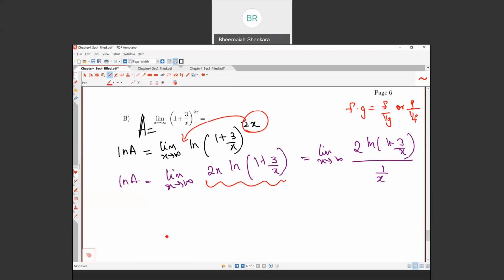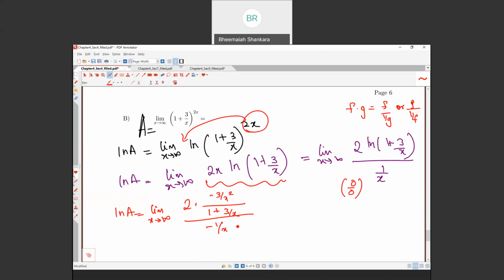Now let's write ln a, which is limit x approaching infinity. When you plug in x equal to infinity at this step, you see that you have 0 over 0 form. So 0 over 0 form leads us to applying L'Hopital's rule. So differentiate the numerator. 2 divided by 2 times natural log differentiation is 1 over the same function. So it's 1 over 1 plus 3 over x. Differentiate 1 plus 3 over x, it's -3 over x squared. Divided by differentiate 1 over x, -1 over x squared.